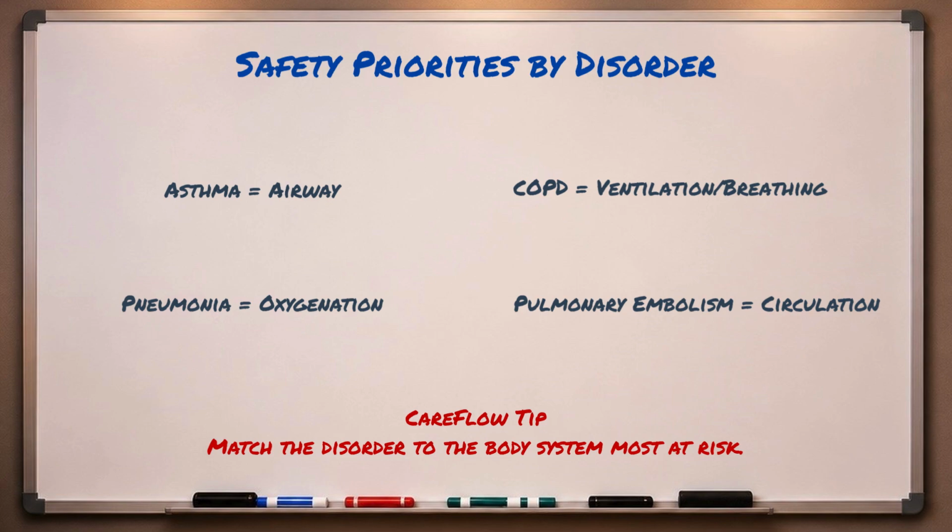Pneumonia interferes with oxygen moving into the bloodstream, so our priority becomes oxygenation. Pulmonary embolisms interfere with blood flow through the lungs, so our priority becomes circulation. Notice how each disorder points us toward a different safety concern. This is exactly how nurses prioritize care in the real world. Match the disorder to the body system most at risk, and many NCLEX priority questions become much easier to answer. Now that we understand the big picture, let's start breaking down each disorder one by one.